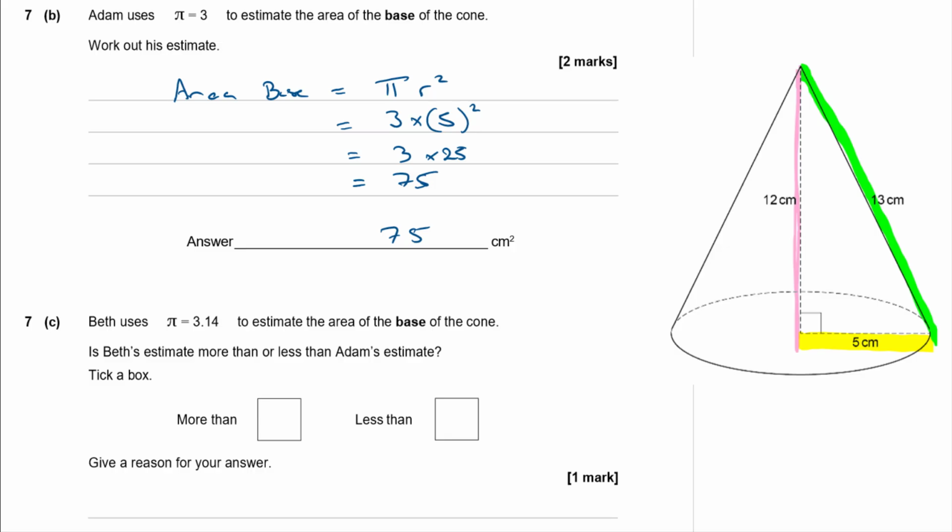If you times through by 3.14 rather than 3, you're going to get 0.14, lots of 25 extra on your answer, so it's going to be more. So I would say that 3.14 times 25 is greater than 3 times 25.